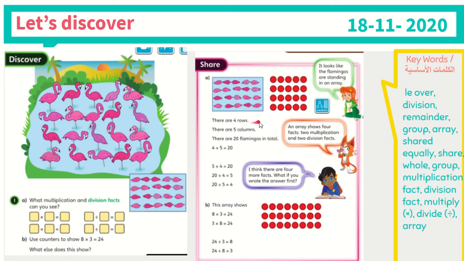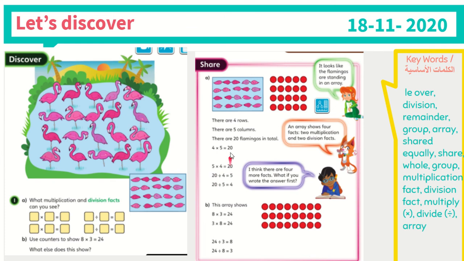There are 4 rows. 1, 2, 3, 4. So 4 rows of flamingo, and there are 5 columns. So there are 20 flamingos in total. 4 times 5 equals 20. Or we can say 5 times 4 equals 20, because multiplication is reversible.